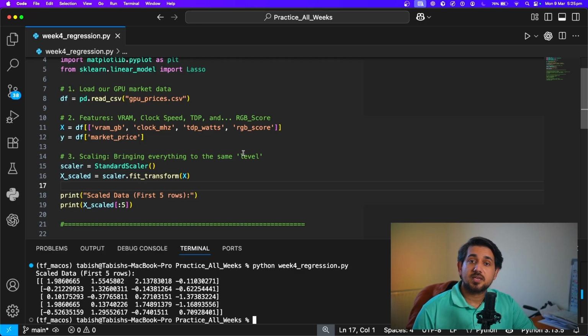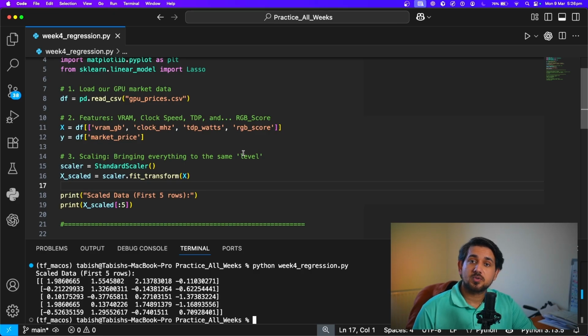And that becomes especially important once we introduce Lasso regularization, because Lasso penalizes coefficients based on size. If features weren't scaled, that penalty would be uneven and misleading. So this step isn't flashy, but it's foundational. We've just made the dataset mathematically fair.